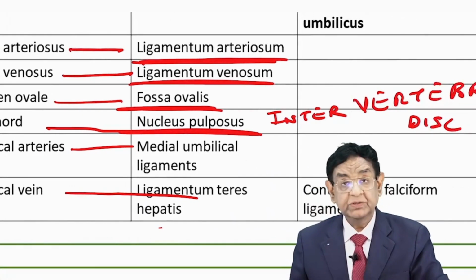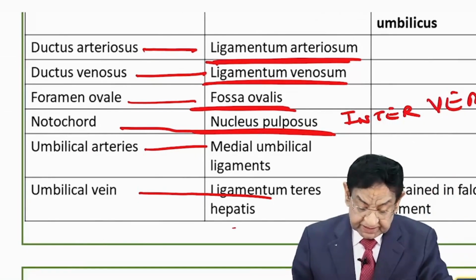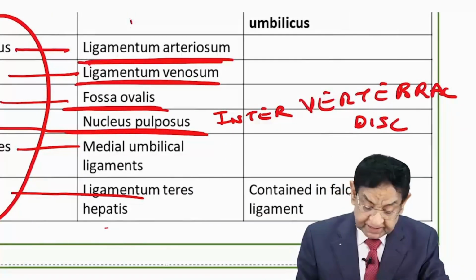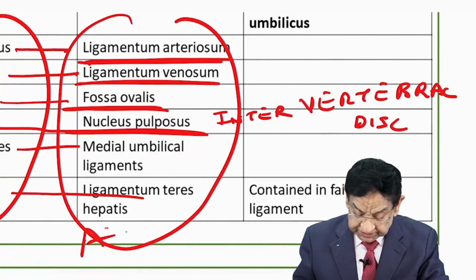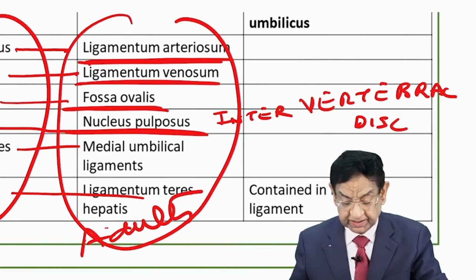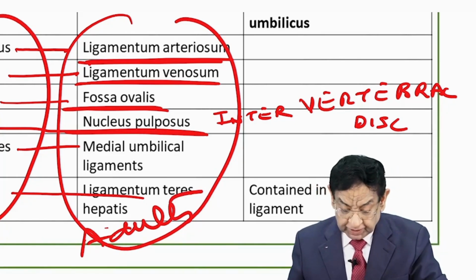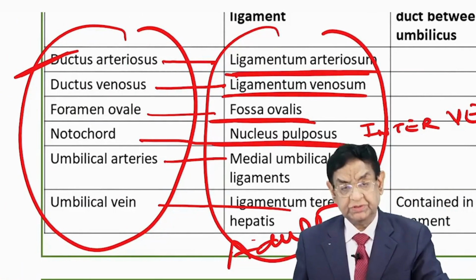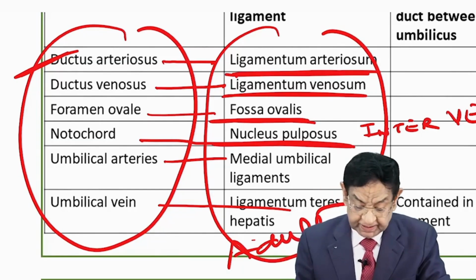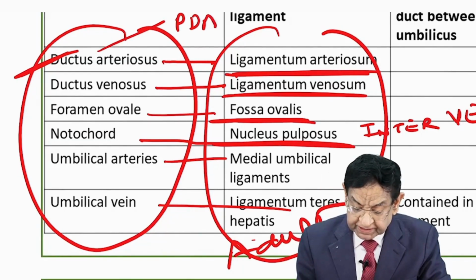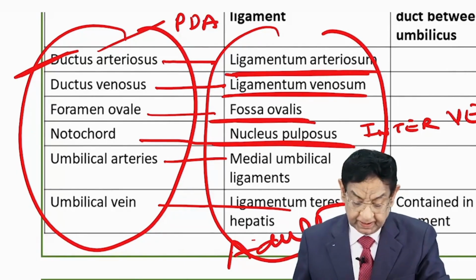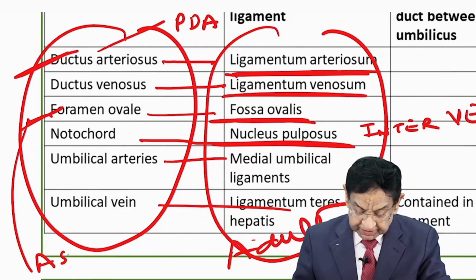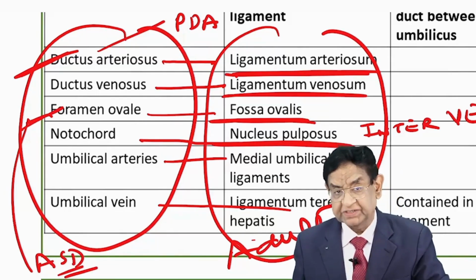Okay. So these are the end. That means these are the structures which were there in the intrauterine life, and these are the structures which are in the adults. I would like to talk to you regarding two structures here. If this duct doesn't close, if it remains patent, this will make patent ductus arteriosus in the adult. And if this foramen ovale doesn't close, this is going to make atrial septal defect in the adults.